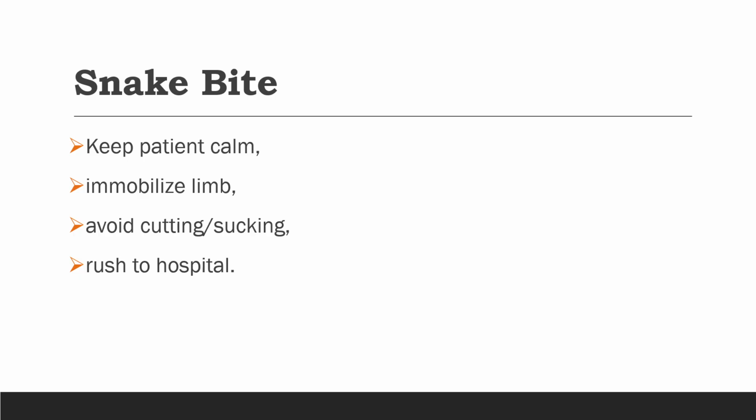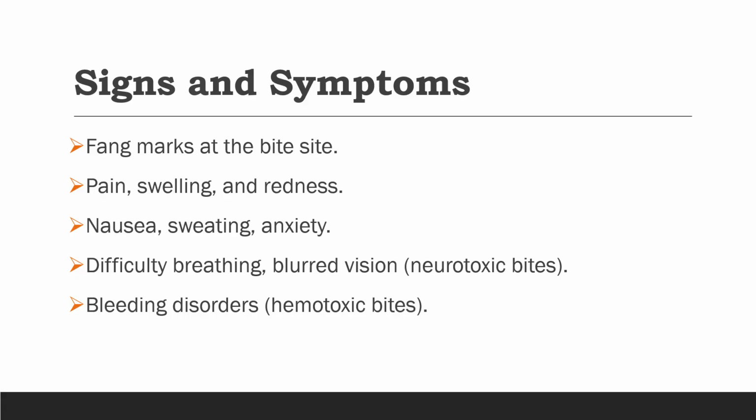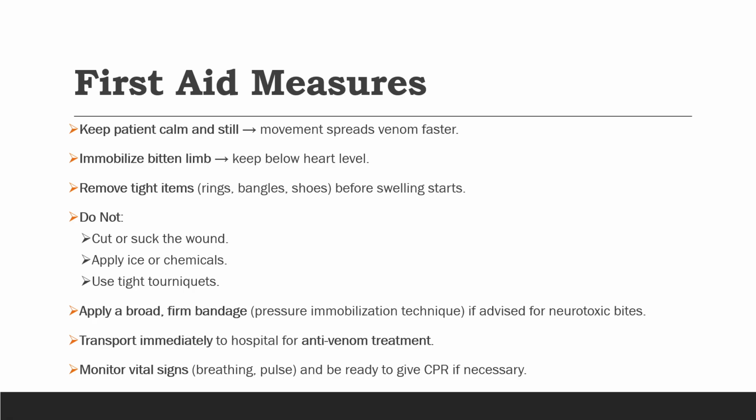Snake bite. Keep patient calm, immobilize limb, avoid cutting or sucking and rush to hospital. So, injury caused by venomous or non-venomous snake bite. Danger. Venom may affect blood, nerves or tissues. Can be fatal if untreated. Signs and symptoms. Fang marks at the bite site. Pain, swelling and redness can be seen. Nausea, sweating, anxiety. Difficulty breathing, blurred vision like neurotoxic bites. Bleeding disorders, hemotoxic bites.